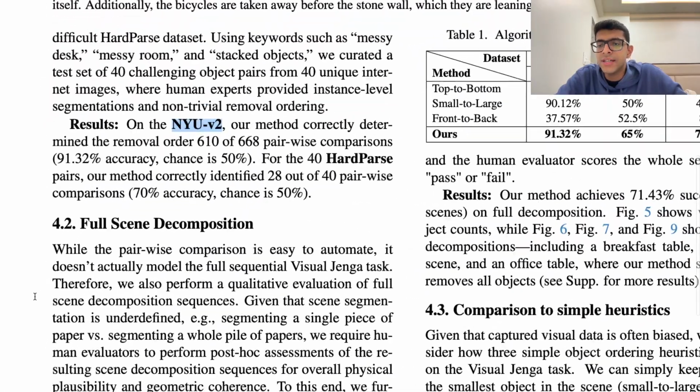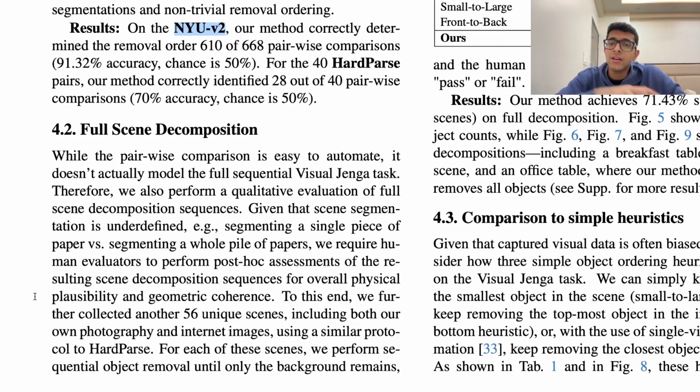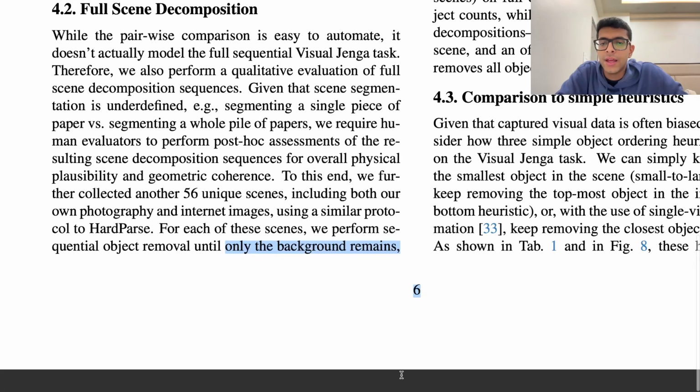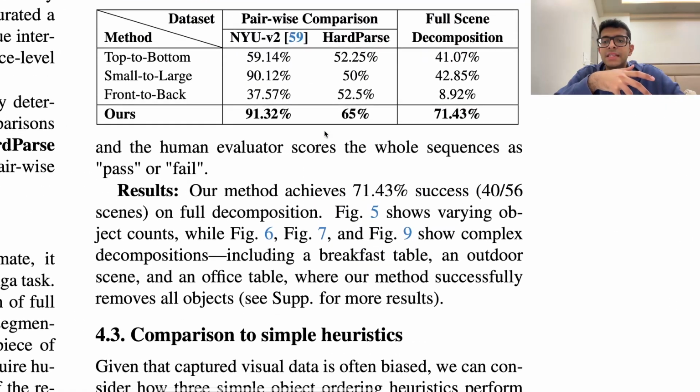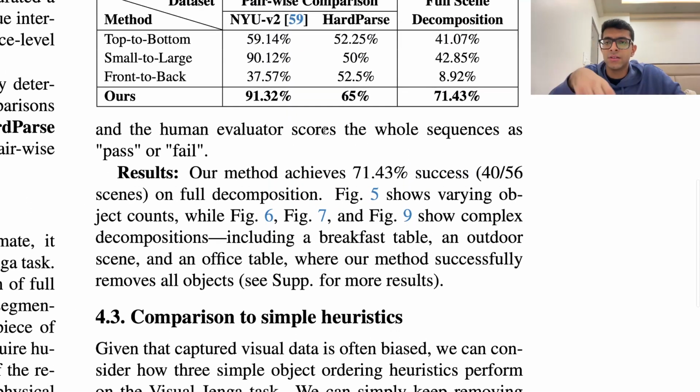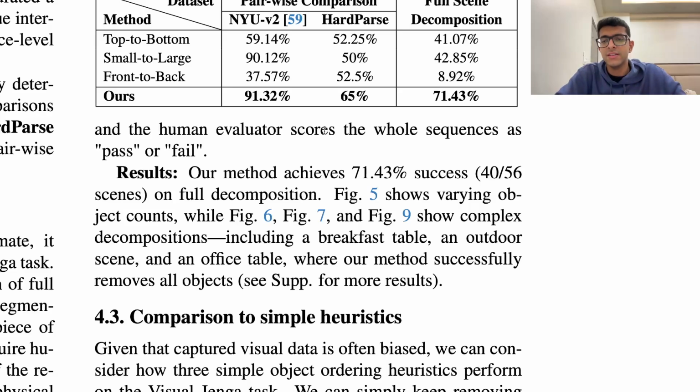Next is the full scene decomposition, where we start from the full image and slowly, progressively remove everything until we only have the background. And this is something we test on again. Again, we're going to use the HardPass dataset because it is much tougher for the system to understand. And these are the accuracies.